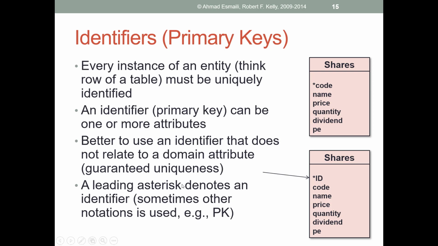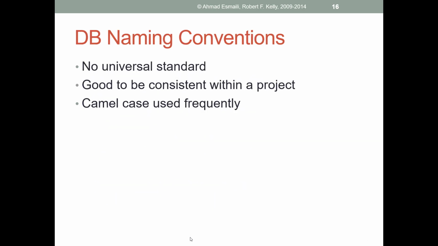Alright, so a leading asterisk denotes an identifier. Sometimes we use other notations also. In some cases we underline the attribute which is the primary key. So you should work on it, right? Make sure that you understood what identifiers are. Very, very important. Now we'll look into the naming conventions.